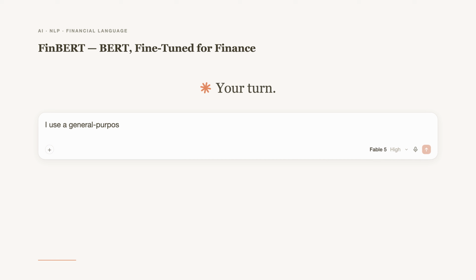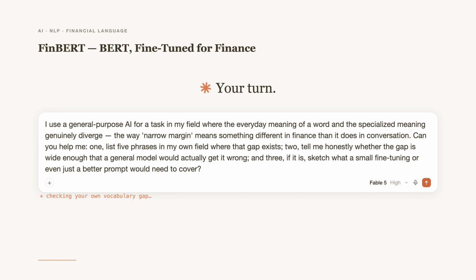Your turn. I use a general-purpose AI for a task in my field where the everyday meaning of a word and the specialized meaning genuinely diverge. The way narrow margin means something different in finance than it does in conversation. Can you help me? 1. List 5 phrases in my own field where that gap exists. 2. Tell me honestly whether the gap is wide enough that a general model would actually get it wrong. And 3, if it is, sketch what a small fine-tuning or even just a better prompt would need to cover.